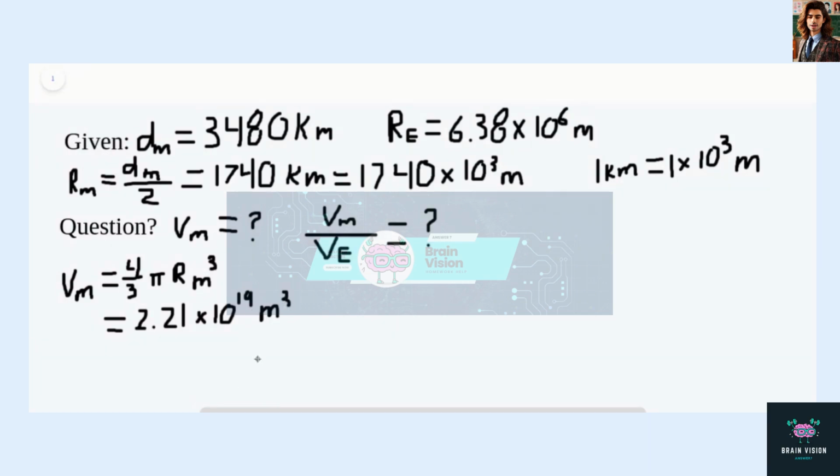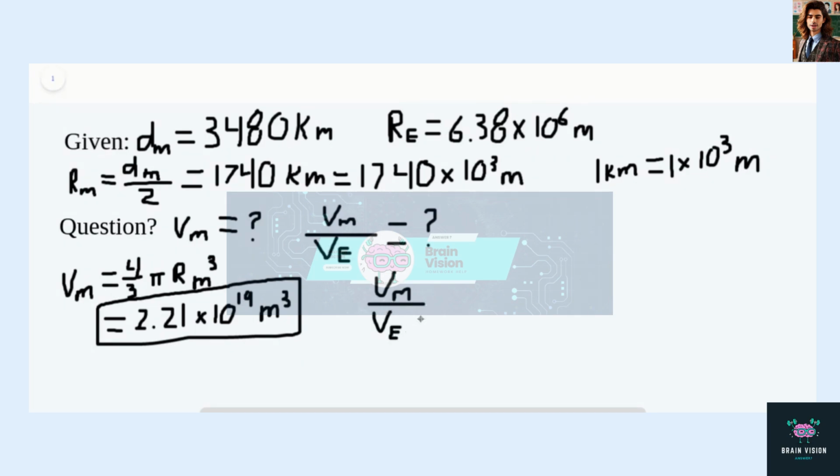Let's box that in as our volume of the moon. Okay. So next thing it wants us to find is how many moons we would need to create a volume equal to that of the Earth. So essentially, it wants us to find the ratio of the volume of the moon to the volume of the Earth. So we'll go ahead and find this ratio.